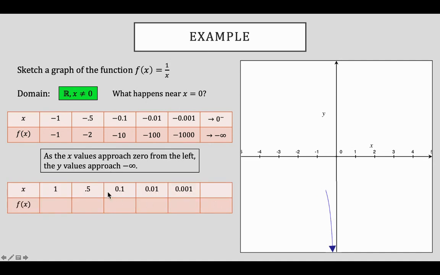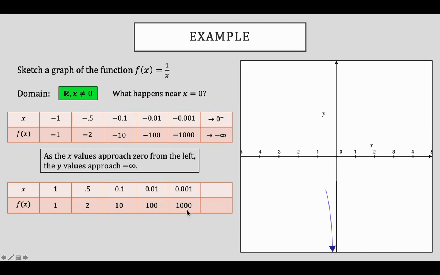All right. Let's see what happens as x approaches 0, but from the right. So here I have a bunch of different x values, and each one of these is to the right of x equals 0. Well, if I plug in 1 into the function, 1 divided by 1, that gives me 1. If I plug in 1 half into the function, 1 divided by 1 half gives me 2. I plug in 1/10, 1 divided by 1/10, that gives me 10. I plug in 1/100th, that gives me 100 out. I plug in 1/1000th, 1 divided by 1/1000th gives me 1000.